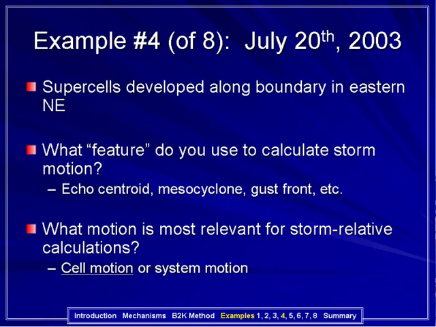In this next example, I'm going to highlight a potential weakness with the B2K method, and that is when you get supercells developing along a boundary, especially a strong boundary, that can really affect the storm motion. And we're also going to be talking about what kind of feature do you track when you calculate storm motion, and what is most relevant for storm motion. Are you looking at the cell motion, for example, or the system motion? And we'll look at several examples of that.